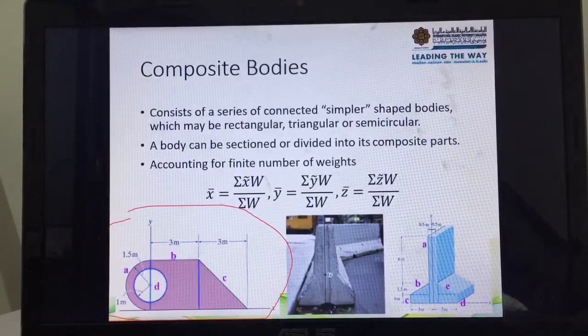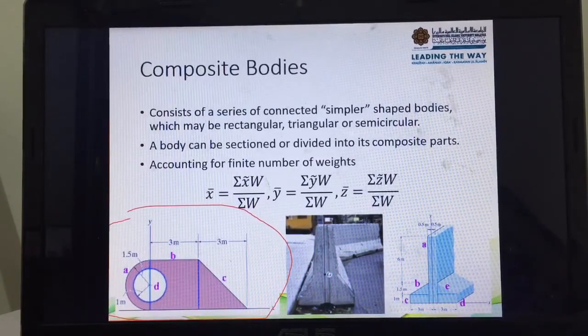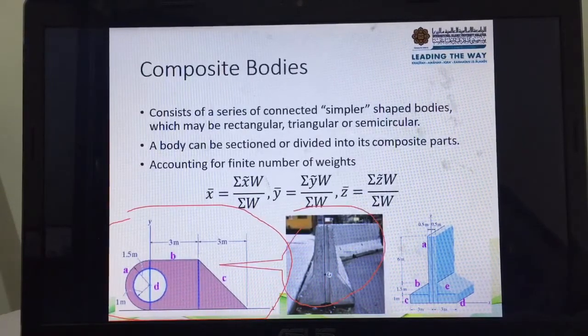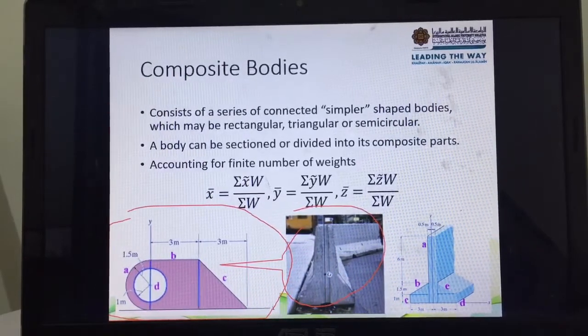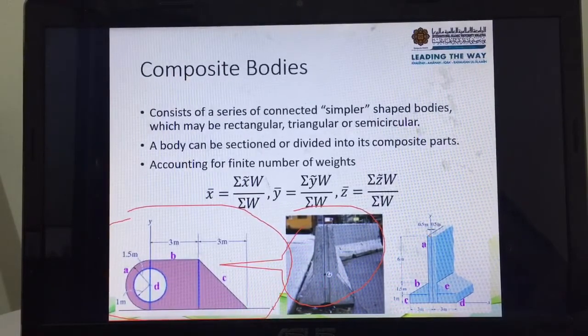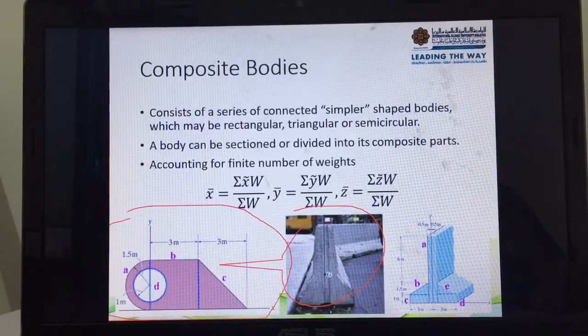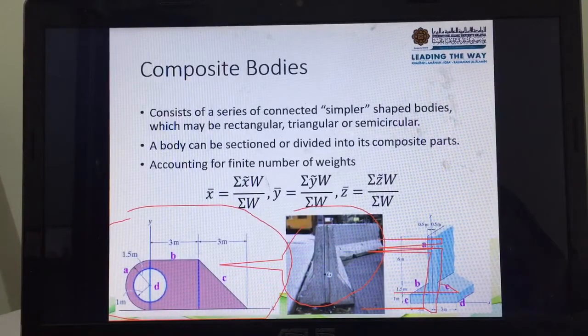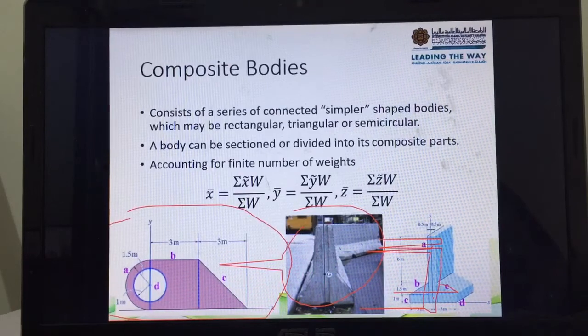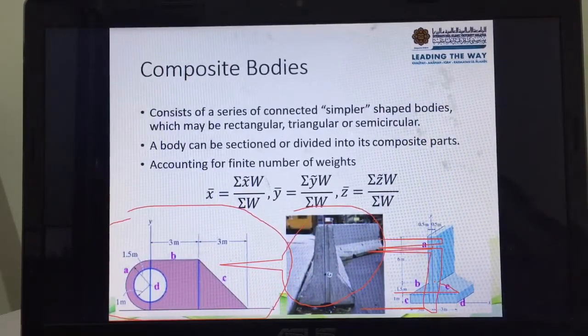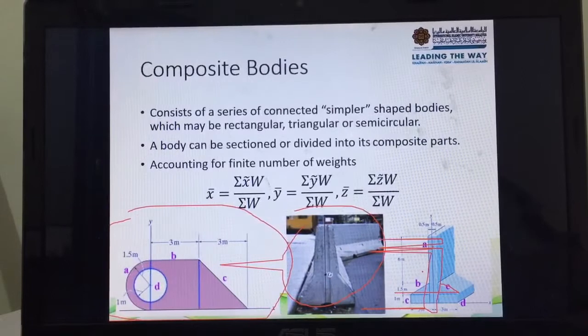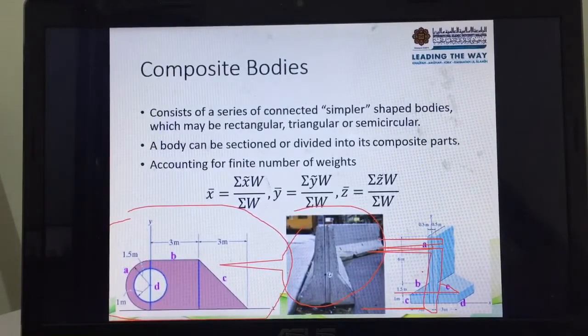I mean, even for this kind of divider on the road, you can divide it into smaller, simpler shapes, like the one in the middle as this one rectangle, right? And then a little bit of triangle, and then a rectangle at the bottom, right? So composite bodies, you can break them into smaller or simpler shapes.